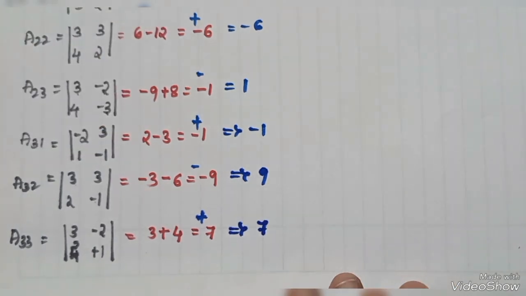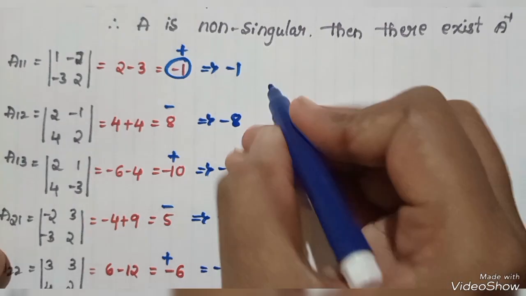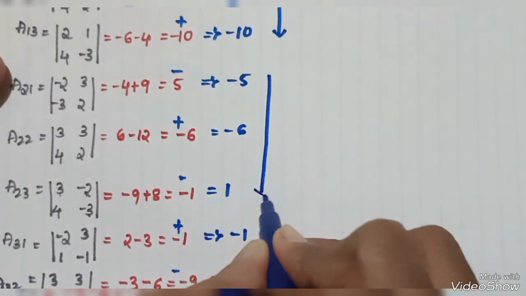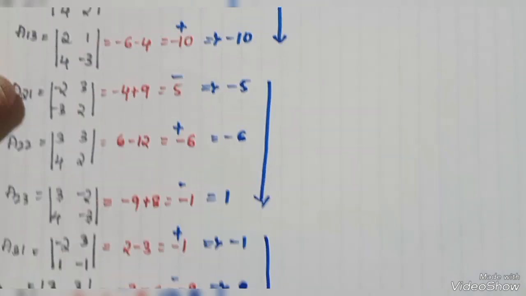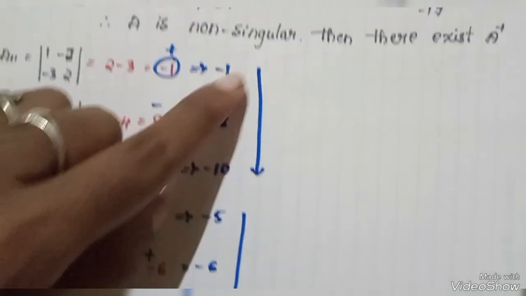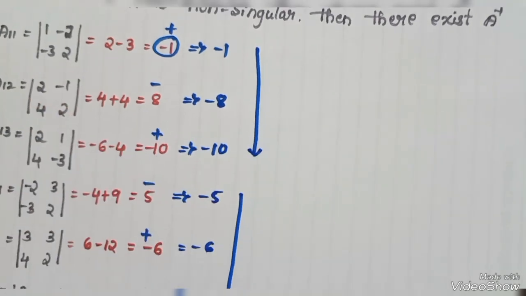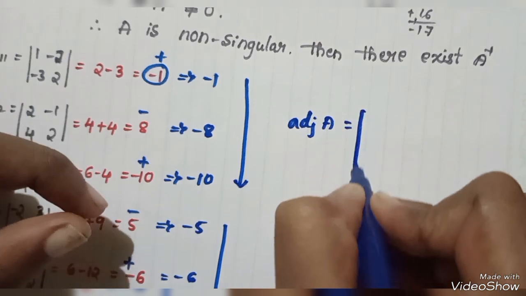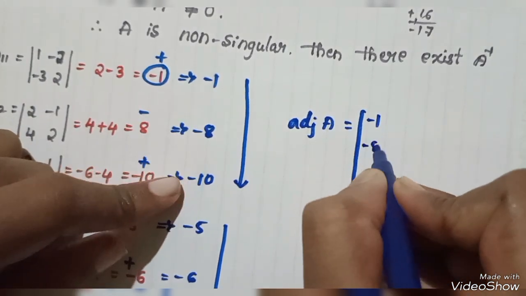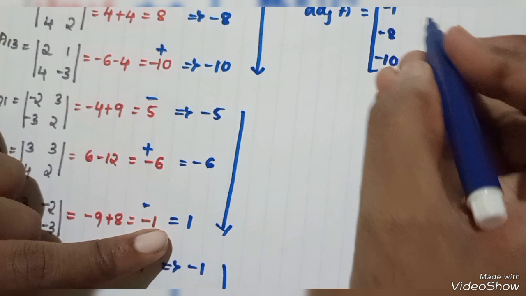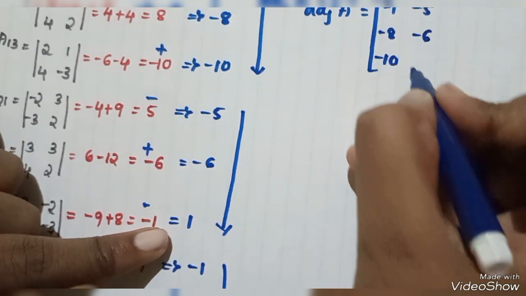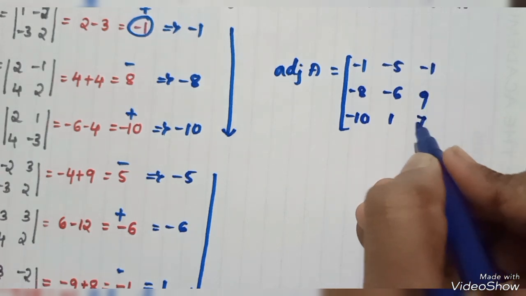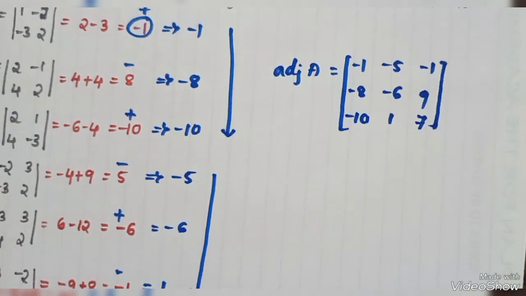Okay, now we want the adjoint by grouping the 3 values. Here I am taking row wise, but here I am grouping column wise. Then directly I am writing adjoint of A is equal to minus 1, minus 8, minus 10. In the second one I have taken minus 5, minus 6, 1, then minus 1, 9, 7. This is our adjoint A.